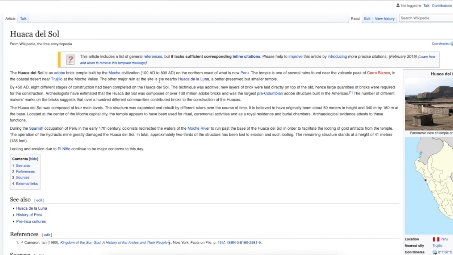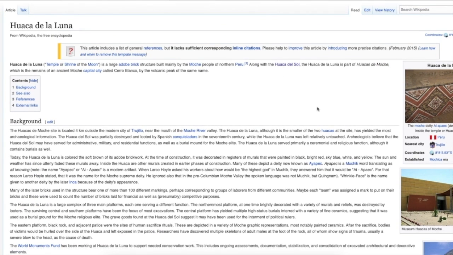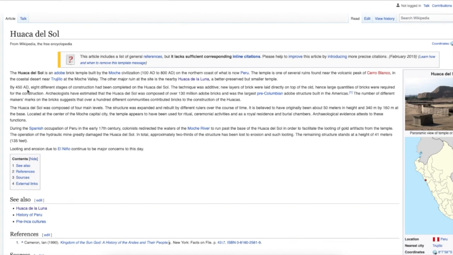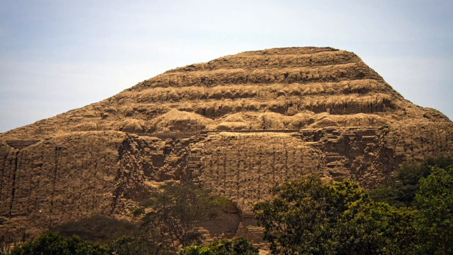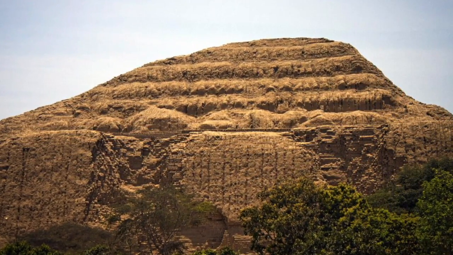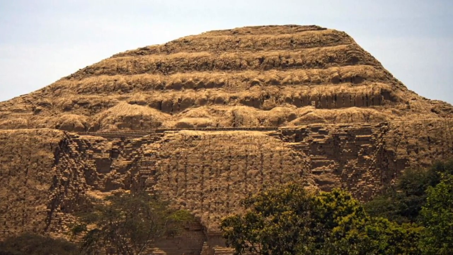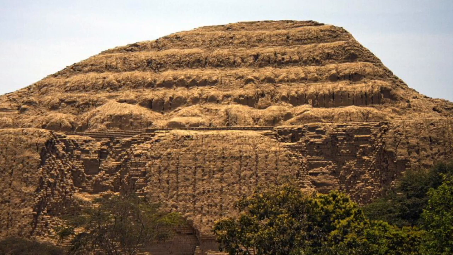Other major ruins include the Huaca del Luna, a better preserved but smaller temple. Okay, so better preserved. That's good news. By 450 AD, they tell us, 8 different stages of construction had been completed. The technique was additive. New layers of brick were laid directly on top of the old. Hence, large quantities of bricks were required for the construction. Archaeologists estimate over 130 million bricks were used, and this was the largest pre-Columbian adobe structure built in America that nobody's ever heard of.